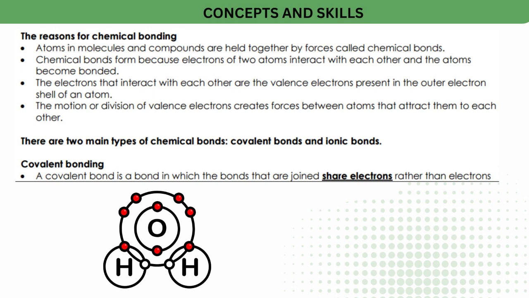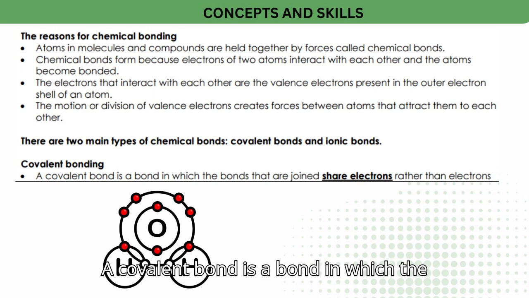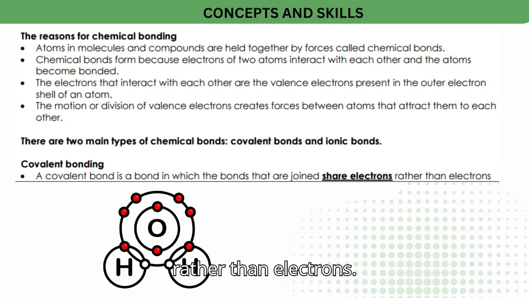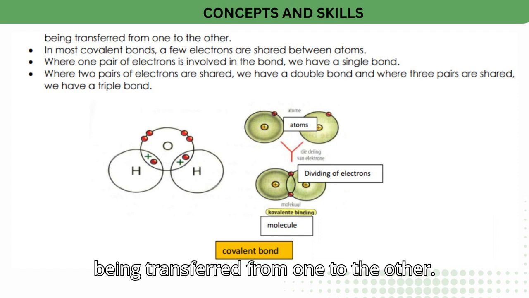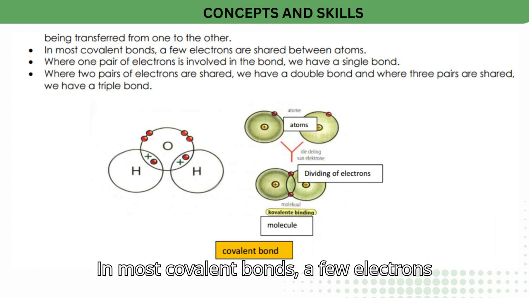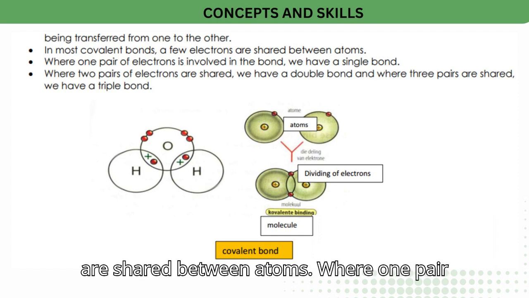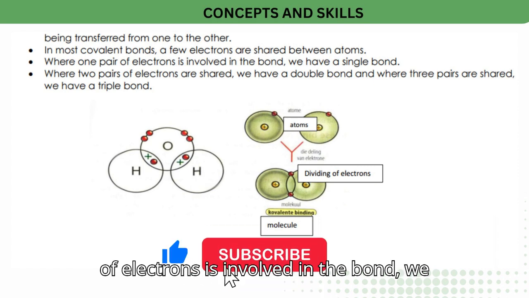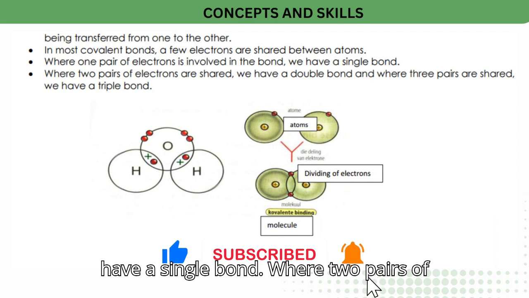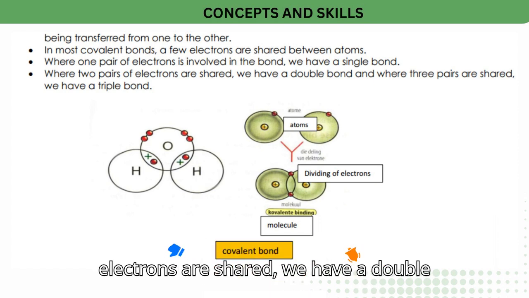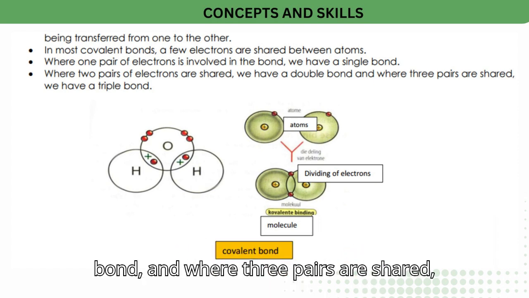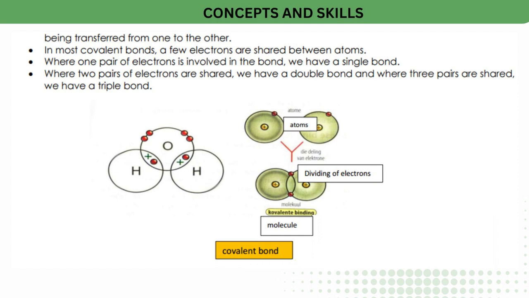Covalent bonding. A covalent bond is a bond in which the atoms that are joined share electrons rather than electrons being transferred from one to the other. In most covalent bonds, a few electrons are shared between atoms. Where one pair of electrons is involved in the bond, we have a single bond. Where two pairs of electrons are shared, we have a double bond, and where three pairs are shared, we have a triple bond.